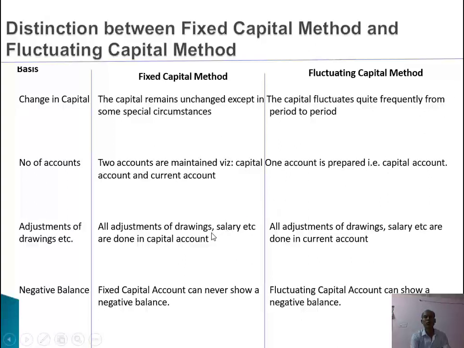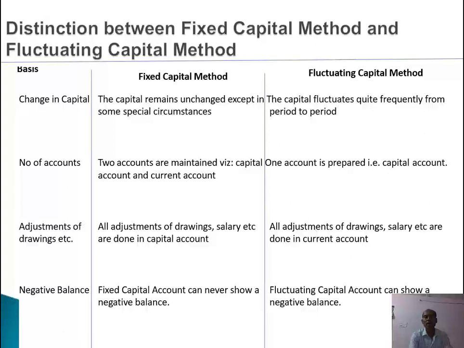Now, in this, all adjustments, drawings, etc., are to be done in capital accounts. No, it's wrong. It's wrong here. So all adjustments, drawings, all other things should be adjusted in current accounts, in the fixed capital method, not in the fluctuating capital account.